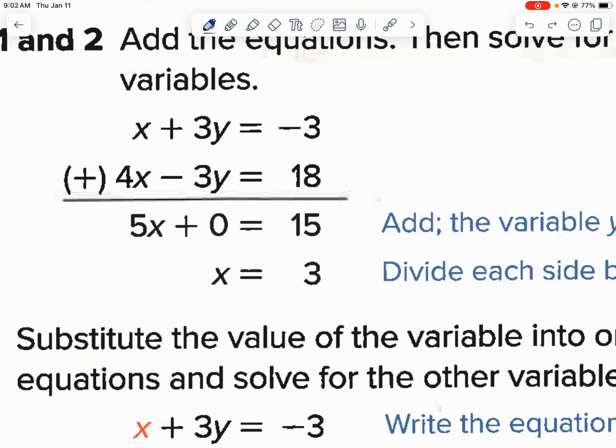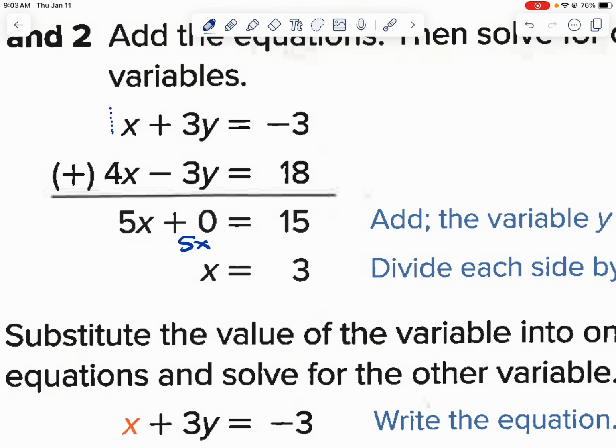When I add straight down, remember there's an invisible 1 right here, so 1x plus 4x is going to get me 5x. The y's disappear, and then 18 minus 3 is going to get me 15. And I actually like to write all my steps: divide by 5, and you would get 3.